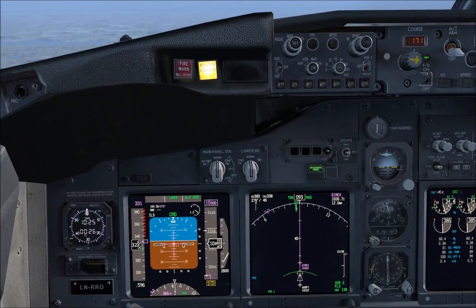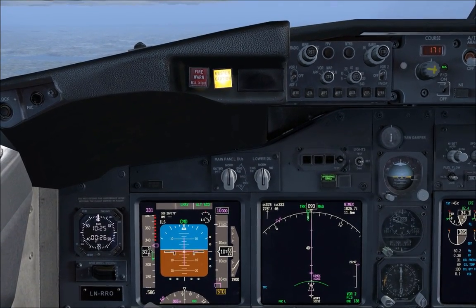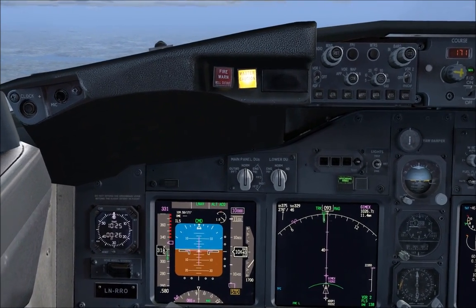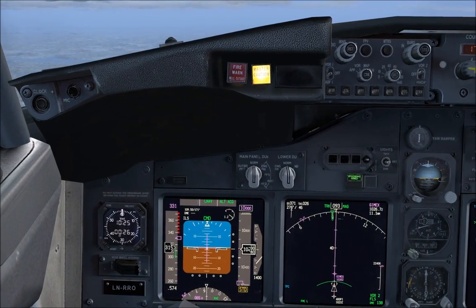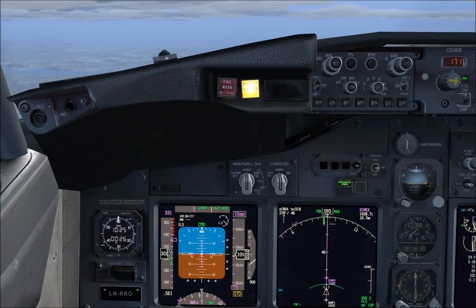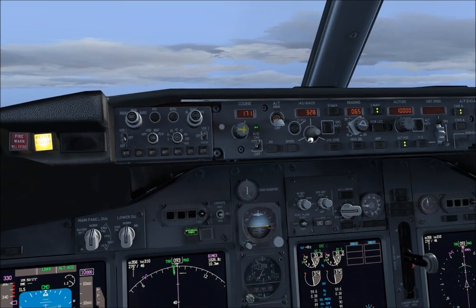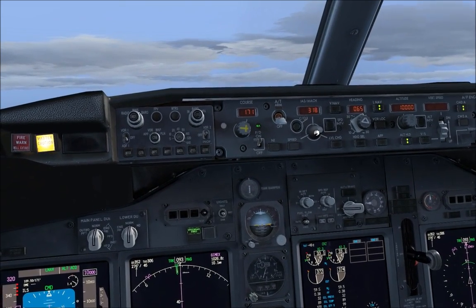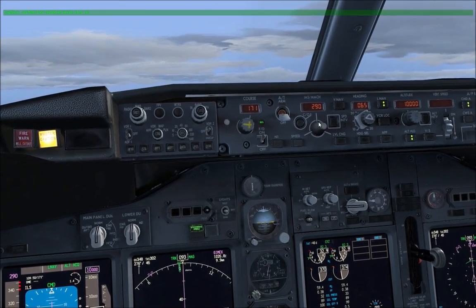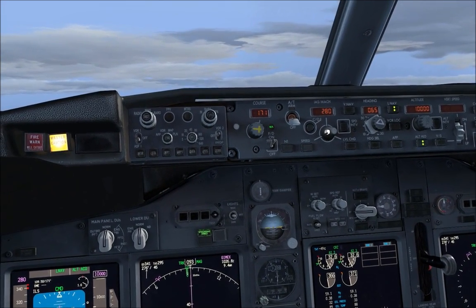Flight level 100. I turned down the speed now to 250 knots, since that is the maximum allowed speed normally when you are below or at 10,000.